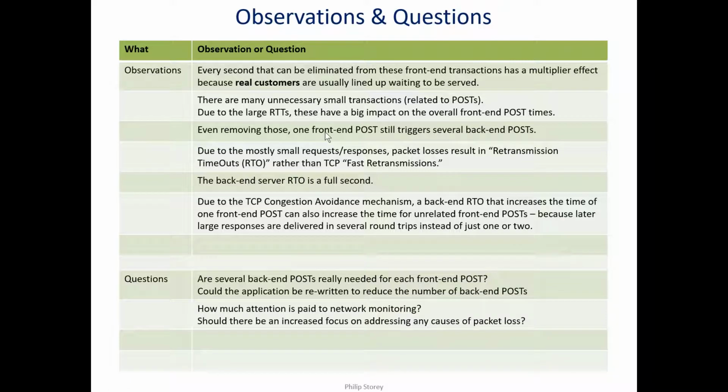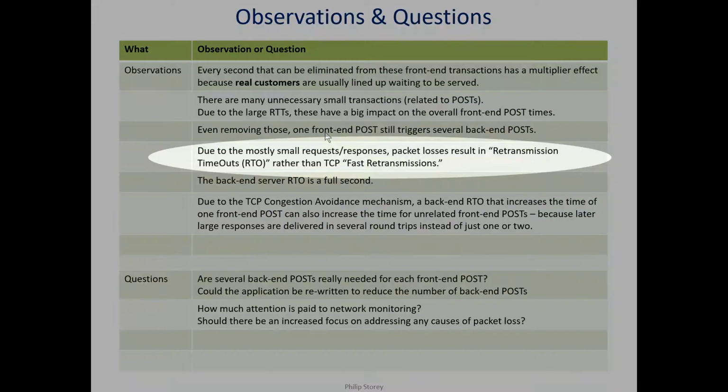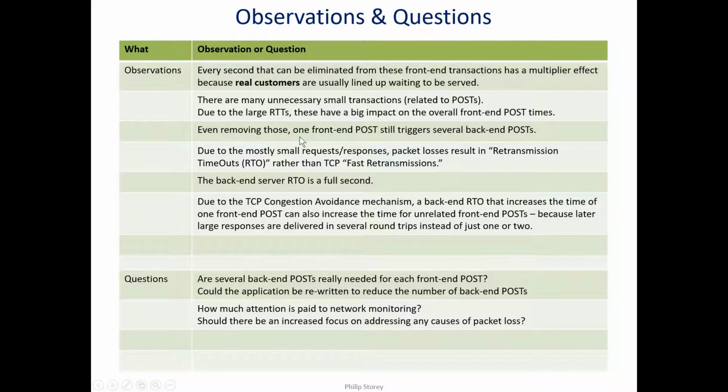Developers don't seem to worry about round trip time when they're writing code, and perhaps if they knew about the effect of round trip time, they might put more effort into calling fewer APIs. Another observation here is that because most of these back end transactions have small requests and small responses, packet losses don't result in fast retransmissions. They result in a retransmission timeout, and on the client side they cost us 300 to 600 milliseconds. But at the front end, a retransmission timeout cost us a full second.